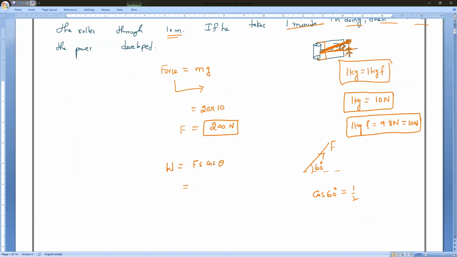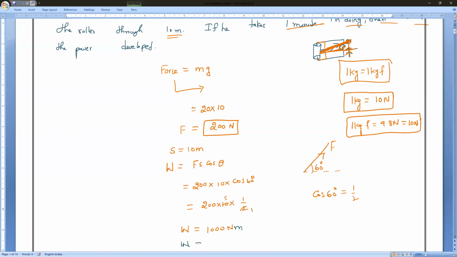So F is 200 newtons. Distance given, what is the distance? 10 meters. So 10 into cos theta, which is cos 60. So cos 60 means how much, guys? 1 by 2. So 2 fives are 10, which equals how much work done? 1000 joules. You can take 1000 newton meter.